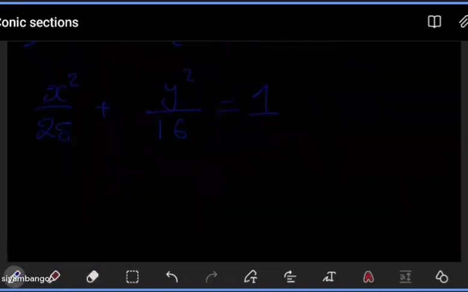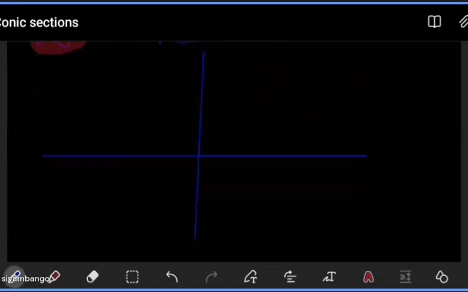Once we have reached this stage, you can now clearly observe that the denominator of the x squared term is the bigger one. So you know this one is going to have its major axis along the x-axis. So I'll start with a sketch. I always like starting with a sketch because it's easy for me to see where everything goes, to pick where the vertices are, where the foci are.